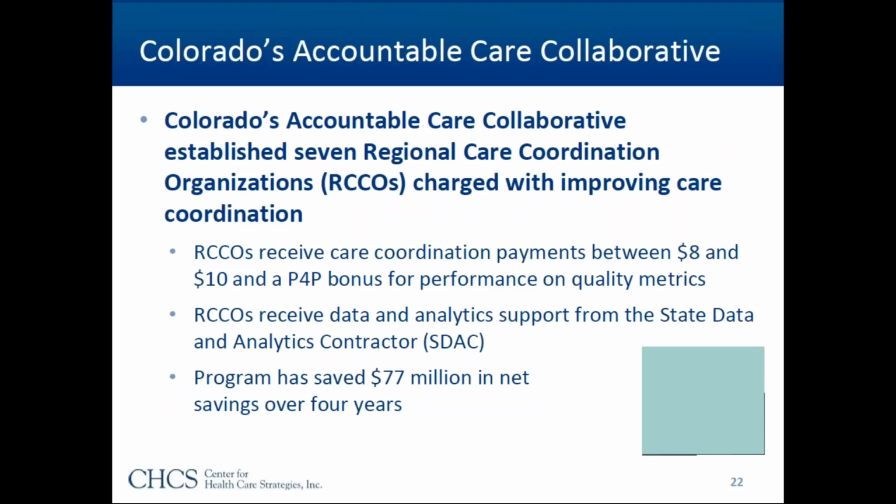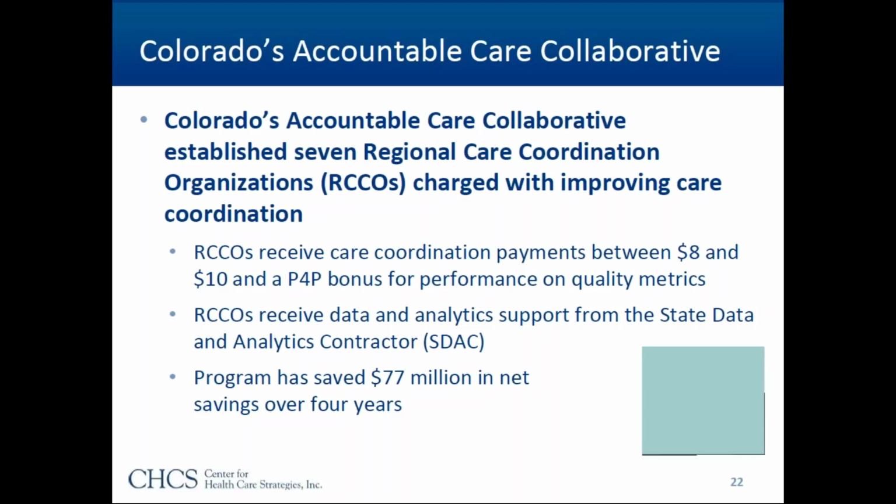On the next slide, we'll start to talk about individual state models. I'm sure there may be some questions on these later in the Q&A portion, but I did want to highlight a number of different models that have some that are similar to what Vermont is doing and some that are different. Colorado has its Accountable Care Collaborative, which established 7 regional care coordination organizations which are charged with improving care coordination amongst providers.